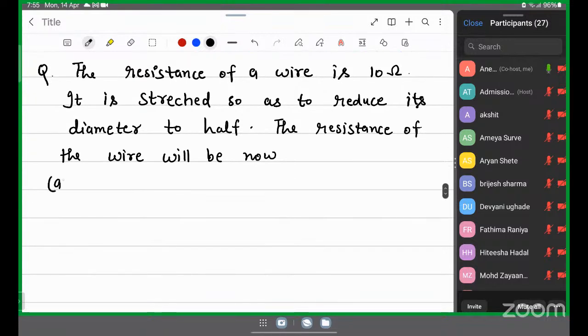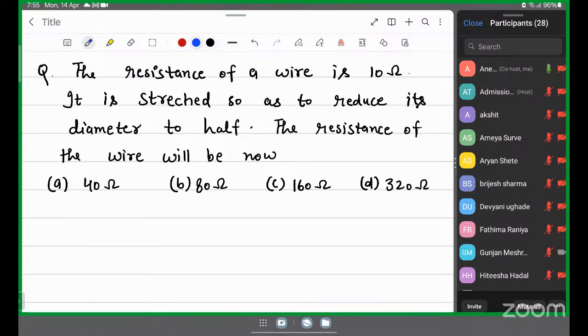Option A is 40 ohm. Option B is 80 ohm. Option C is 160 ohm. Option D is 320 ohm.